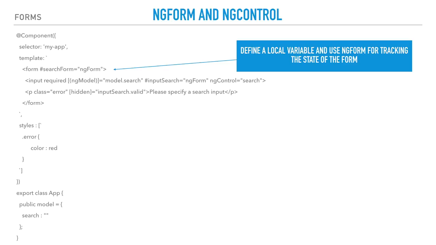So how can we use all this knowledge in our components? Here we have an example. You can see we are defining a local variable searchForm with ngForm. Okay, so what are we saying here? We are saying to Angular, keep track of this form and all changes of this form, if it's valid or not, we want to access them with the properties of searchForm.